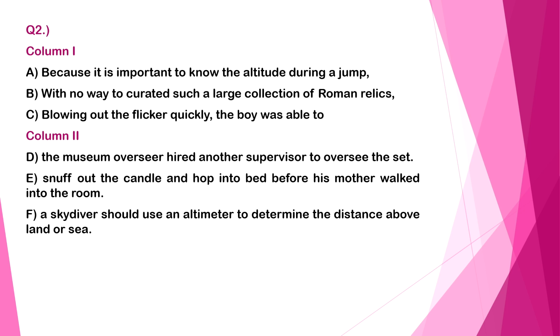So, is it done? Let's tally. Let me first read out the parts given in each column. Column 1, part A: because it is important to know the altitude during a jump. Part B: with no way to curate such a large collection of Roman relics. Part C: blowing out the flicker quickly, the boy was able to.